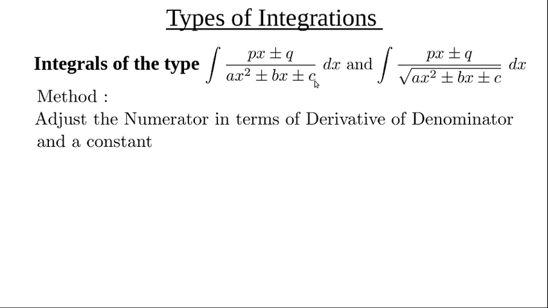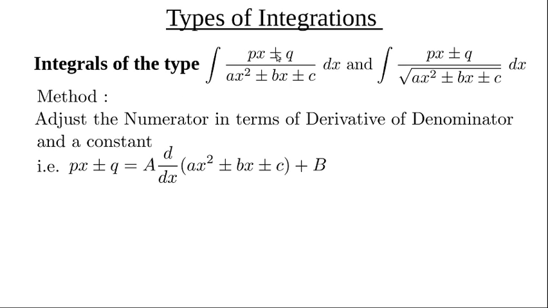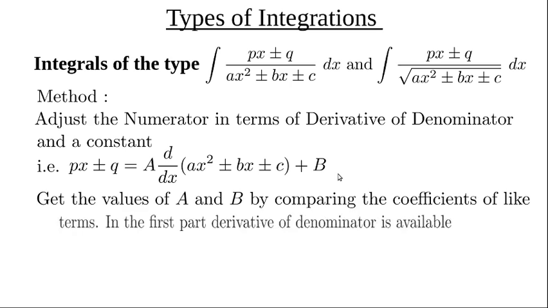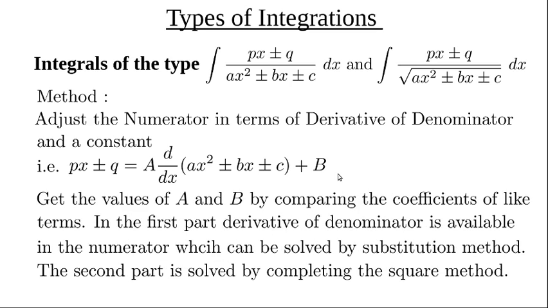So we adjust the numerator in terms of the derivative of the quadratic polynomial and a constant, that is px plus or minus q equals a times d by dx of (ax square plus or minus bx plus or minus c) plus b. Here a and b are the values which we have to find out. To get these values, we simplify this, rearrange the terms, and then compare the coefficients of like terms. In the first part, we find the derivative of the denominator in the numerator, so this can easily be solved by the substitution method.